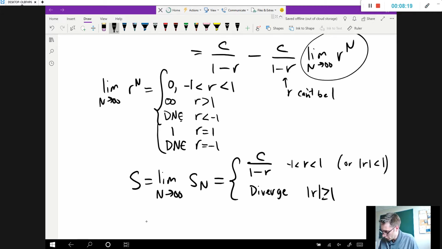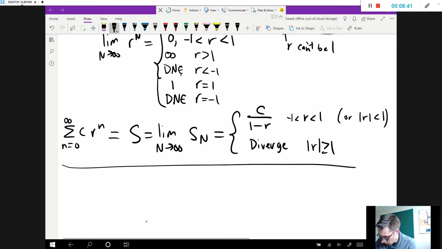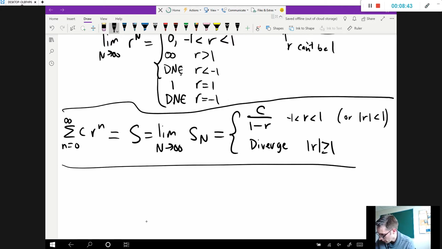Okay, so our geometric series, and I'll remind you what that is, the sum from n equals 0 to infinity of c r to the n, converges if the ratio is less than 1 in absolute value, and it diverges if the absolute value is greater than or equal to 1. This is one of the more important results that we will talk about in this unit on sequences and series, so you're definitely going to want to commit that result to memory.